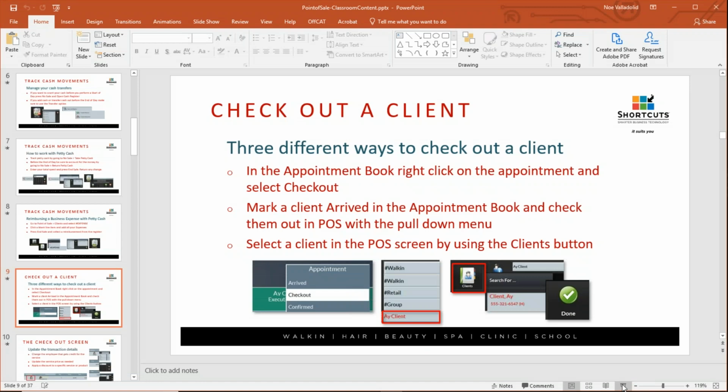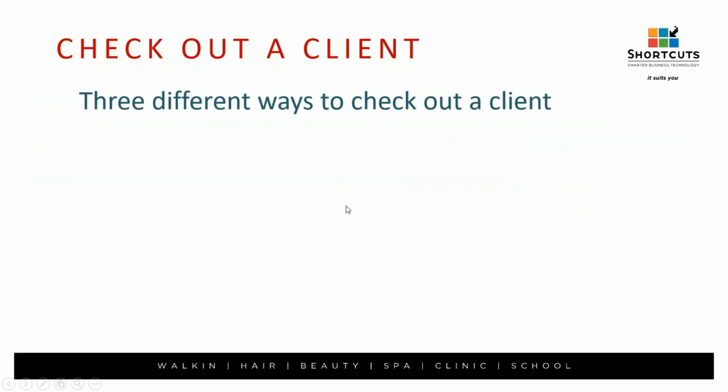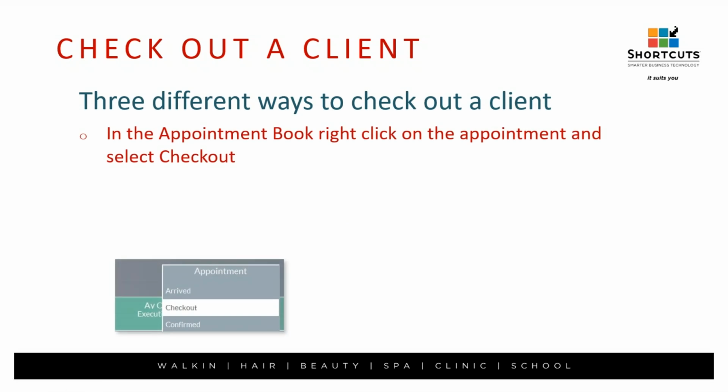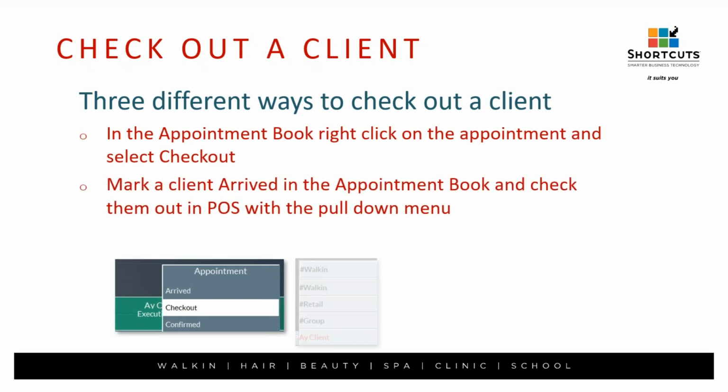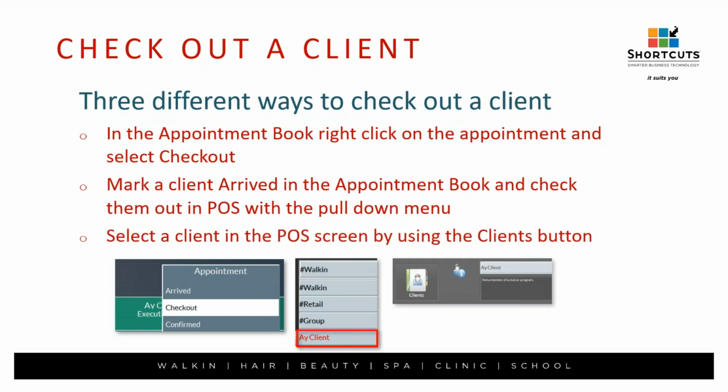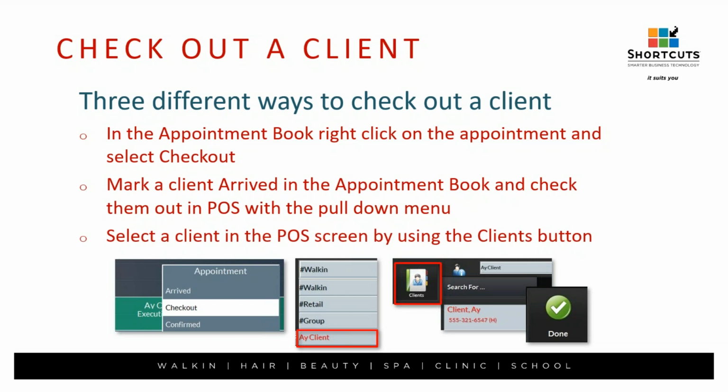So checking out a customer. There's actually multiple ways to check out a client. There's at least 3 different ways. If you're in the appointment book screen, you right-click on an appointment and you go to checkout. If you are in the actual point of sale screen, you can use the pull-down menu and choose that customer's name. And once you're in the point of sale screen, if you have a regular customer that comes in, they didn't have an appointment, but maybe they're buying a product, you can also choose their name from the client list. So multiple ways to bring a customer into the actual point of sale.